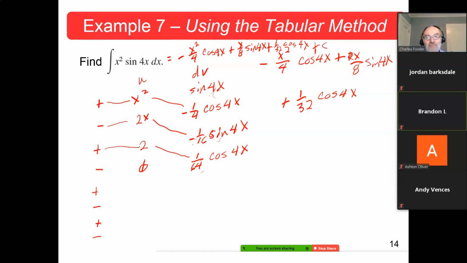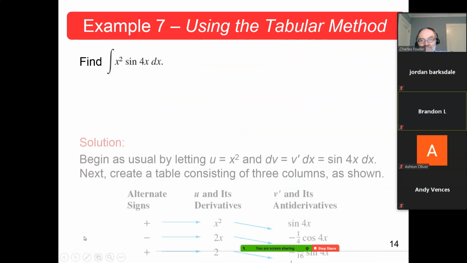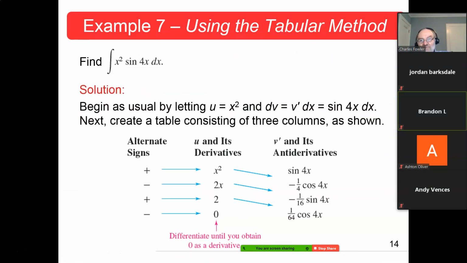Okay, let's watch how they did this one. I'm sorry, I forgot. This is one that they do. They may do a better job of describing than me, so let me get this erased. So, solution, begin as usual by letting u equal x squared and the dv equal sine 4x dx. So put the x squared here, the sine 4x. They don't put the dx here, but you can put it there if you'd like to.